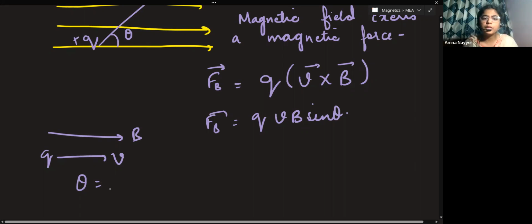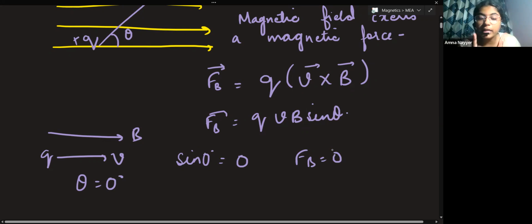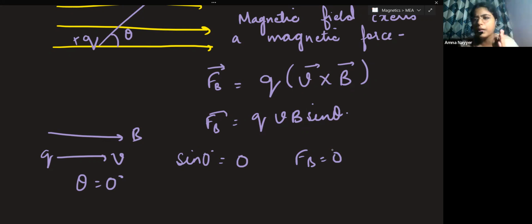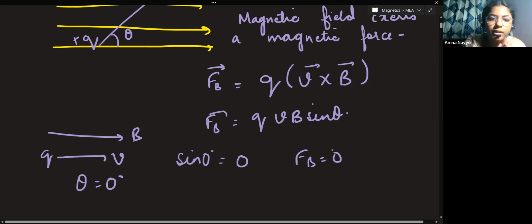The angle between both is parallel, so this is 0. So sine 0 becomes what? Sine 0 becomes 0. So your FB will also come out to be 0. Remember, whatever sign you are taking, even if the angle is mentioned with something else, you have to take the angle between velocity and the magnetic field. First, note down these points, then we'll see it in detail.